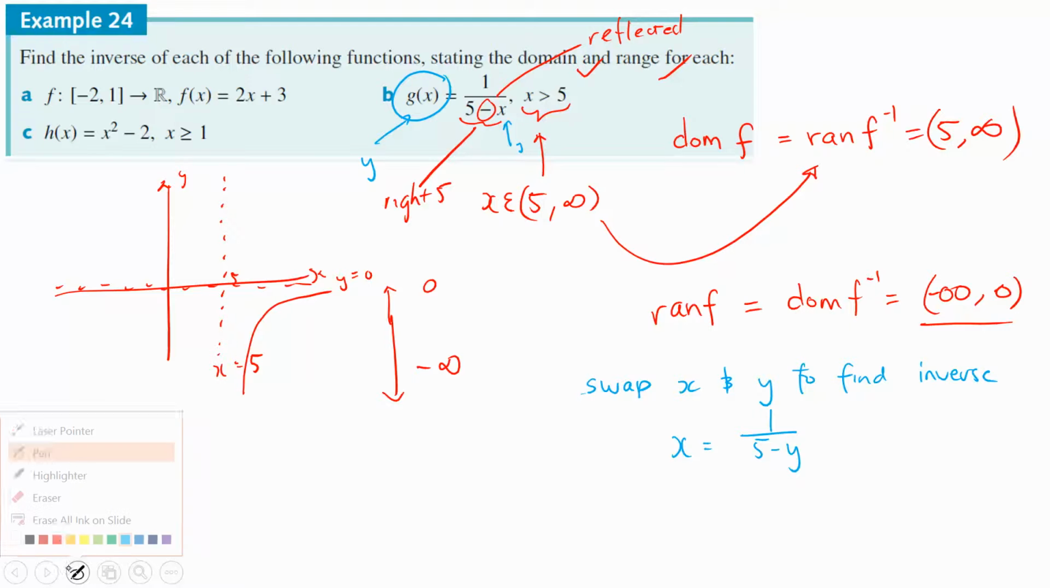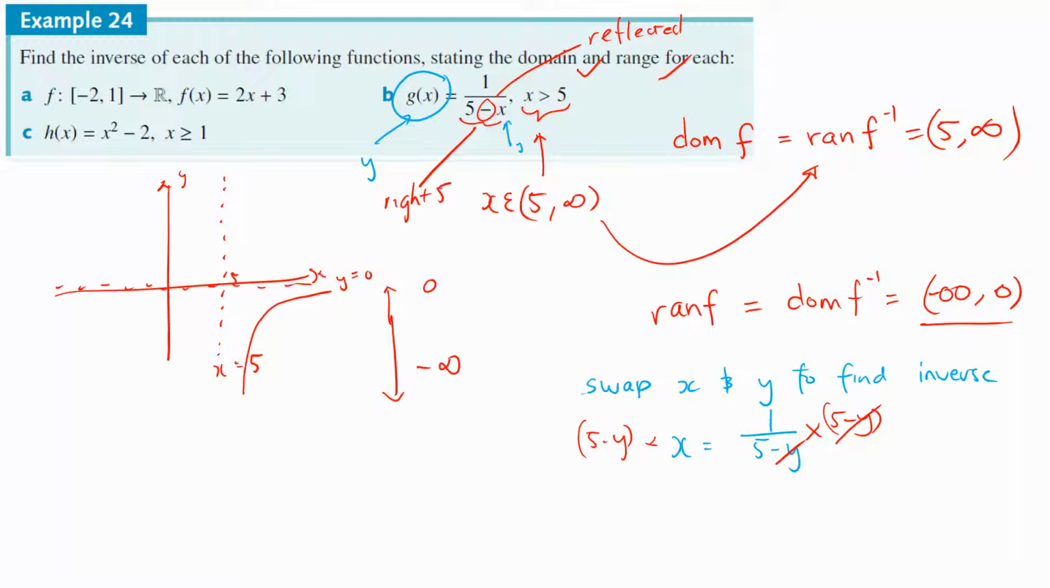I'm going to say, all right, I don't like that denominator. Inverse of divide is times. So I'm multiplying by 5 minus y on both sides. Cancel that, because 5 minus y divided by 5 minus y is 1. So you're now left with 1 on the right-hand side, and on the left-hand side you have 5 minus y times x. Divide both sides by x. You now get 5 minus y equals 1 on x. And you've almost got y by itself.